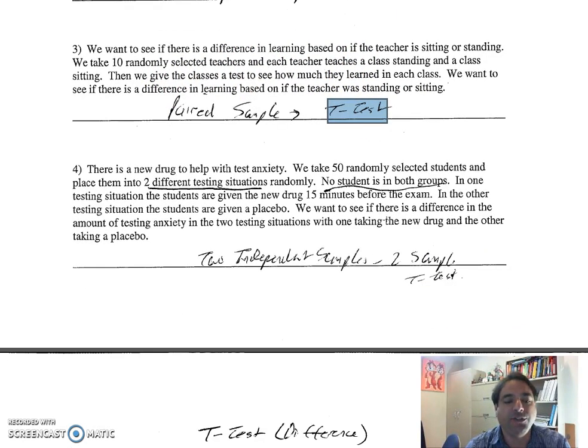And the last one, there's a new drug to help with test anxiety. We take 50 randomly selected students and place them into two different testing situations. No students are in both groups. In one testing scenario, the students are given the new drug 15 minutes before the exam. In the other testing situation, the students are given a placebo. We want to see if there's a difference in the two different testing situations. That will be a two-sample t-test.